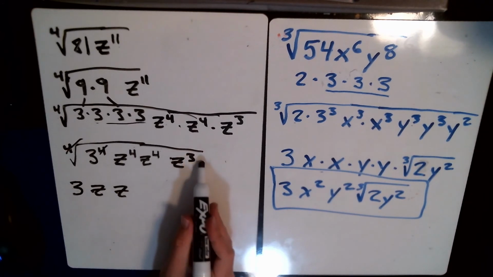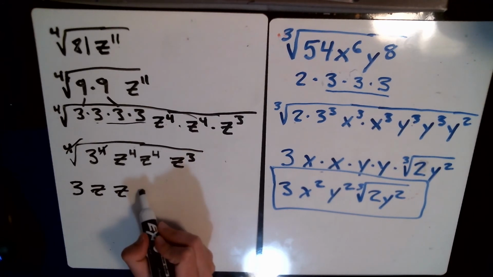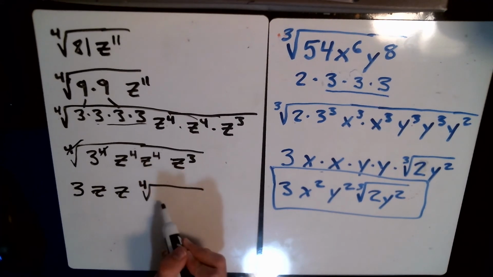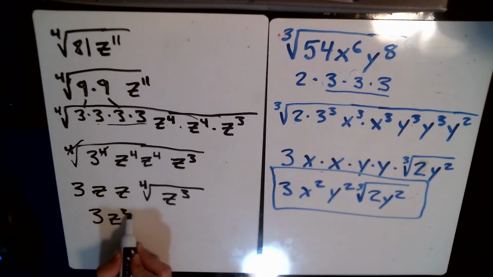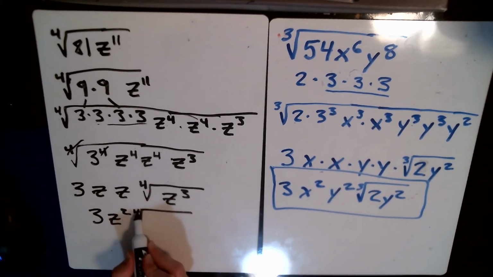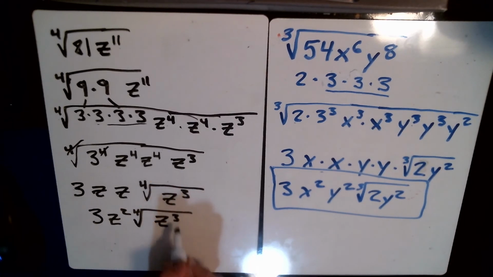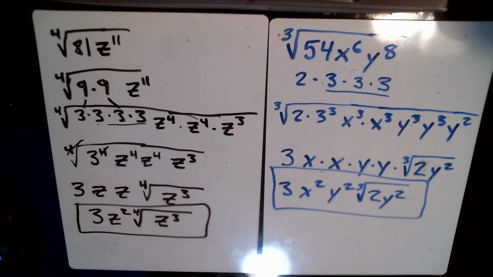But then this z cubed here, that doesn't have a fourth power on it, so it's going to be the fourth root of z cubed. Okay, so in total we get 3z squared times the fourth root of z cubed, and that's as simple as we can go. Okay, so now that you've seen these, you'll probably be able to do a decent amount of the homework. I'll tell you which problems you can do. Go ahead and try those and then move on to the next video.